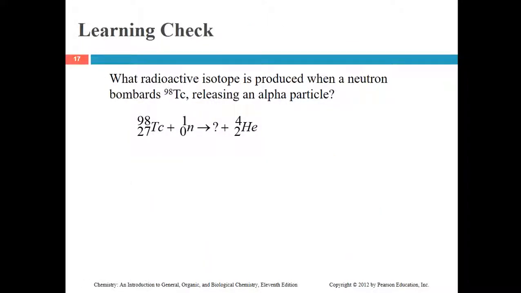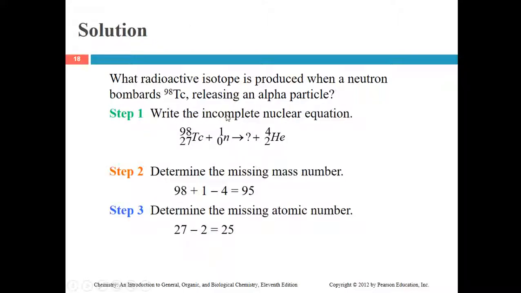All right, so what radioactive isotope is produced when a neutron bombards technetium-98, releasing an alpha particle? All right, well, we've got to figure out, we have a total on the left-hand side of a mass of 99 and a total proton number of 27. So on the right here, what number plus 2 is 27? Well, that proton number must be 25. And what number plus 4 is 99? Okay, well, that's 95 for the mass number.